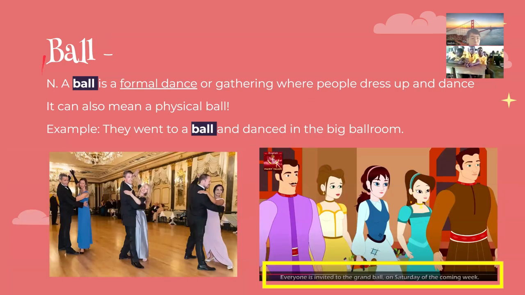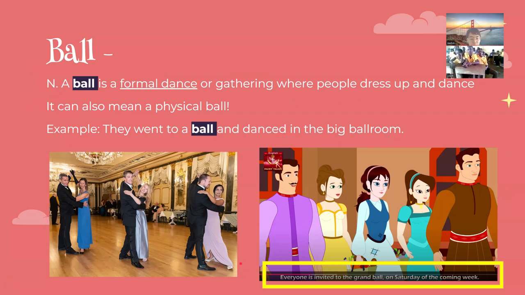And now moving on to ball. So the ball, it's not only the physical ball, there is another meaning. It is also a noun. A ball is a formal dance or gathering where people dress up and dance together. So a ball has a second meaning. But of course, as you guys know, it can also mean a physical ball that we can hold. That is the other meaning. So, for example, they went to a ball and danced in the big ballroom.